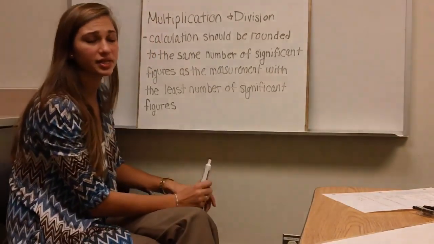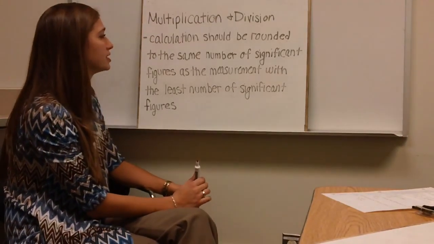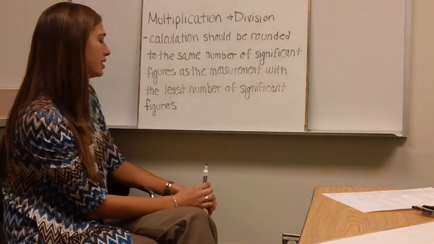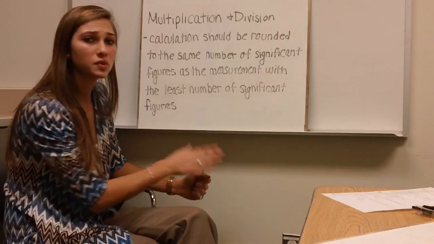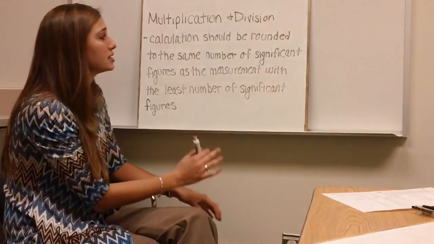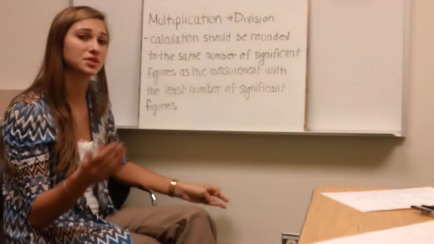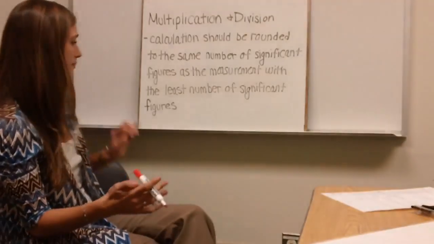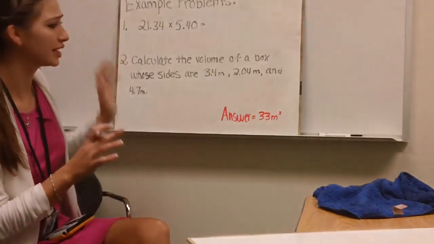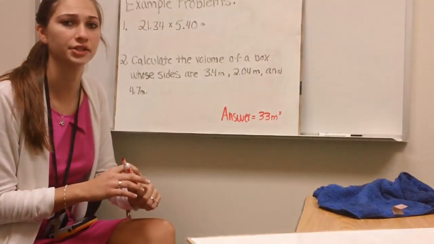Alright, so next let's go over multiplication and division. Calculation should be rounded to the same number of significant figures as the measurement with the least number of significant figures. So multiplication and division differ slightly from subtraction and addition, saying that here we're looking at significant figures, whereas in addition and subtraction we looked at decimal places. So let's try a sample problem. Like we just said, multiplication and division, we're looking for the least amount of significant figures.